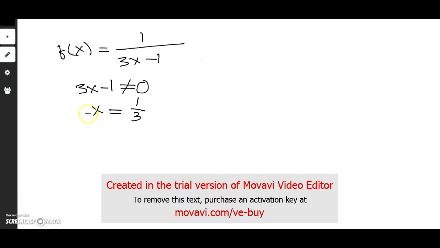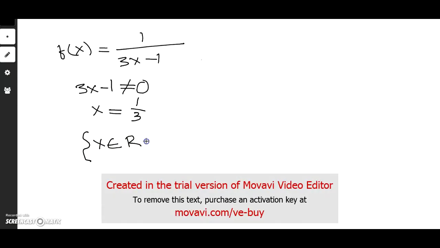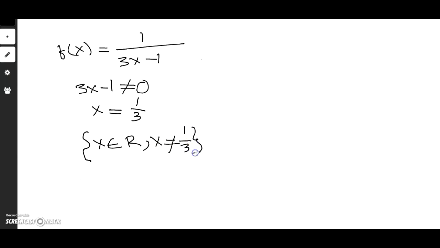So what can we write about the domain? Domain can be x, where x will be all rational values, but x cannot be 1 by 3. Bracket closed.